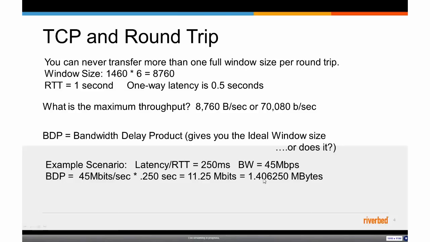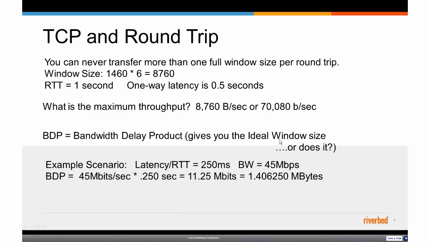If you make your TCP window size 1.4 megabytes, theoretically, you're guaranteed to fill that pipe. You will have a streaming service that's guaranteed to have 45 megabits at all times. TCP and TCP's window size will not be the bottleneck. Okay? So, I said here earlier, and you can see here, bandwidth delay product in theory gives you the ideal window size to fill the pipe.